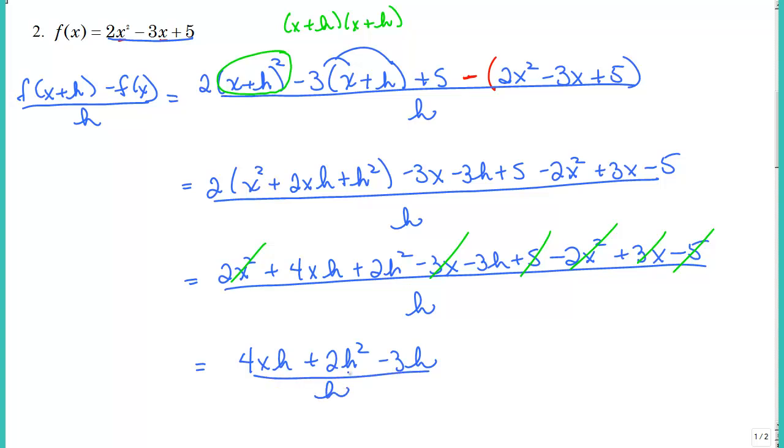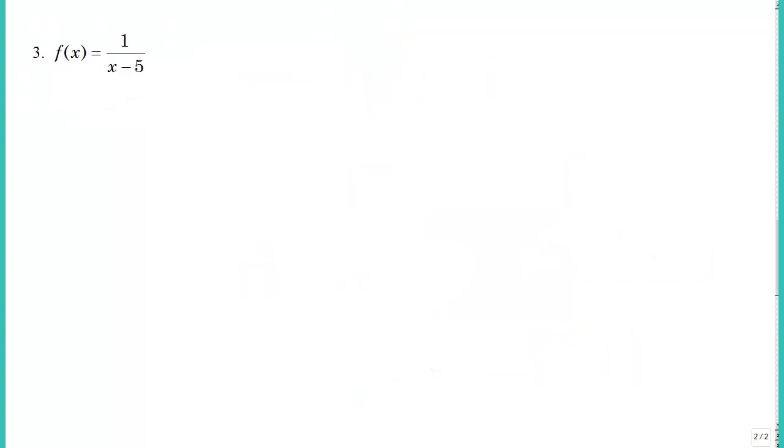Now notice all these terms have an h, so we could divide out an h in each term. So we'd have 4x plus 2h minus 3. Remember, we just need to reduce out 1h in each term. And that would be our difference quotient. In calculus, you're going to go one extra step talking about the limit, but I'll save that for the next class. Our final example is going to involve a little bit more algebra stuff.